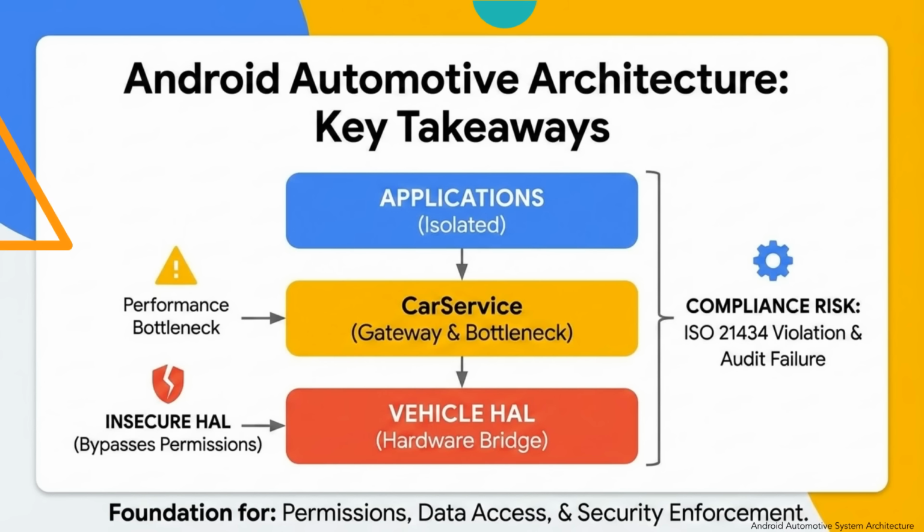The core takeaway is Android Automotive uses a layered architecture to isolate applications from direct vehicle control. A hidden production insight is car service acts as a central bottleneck, and performance issues here can impact multiple vehicle features simultaneously. A common failure pattern is insecure vehicle HAL implementation, which bypasses permission checks and exposes vehicle signals.